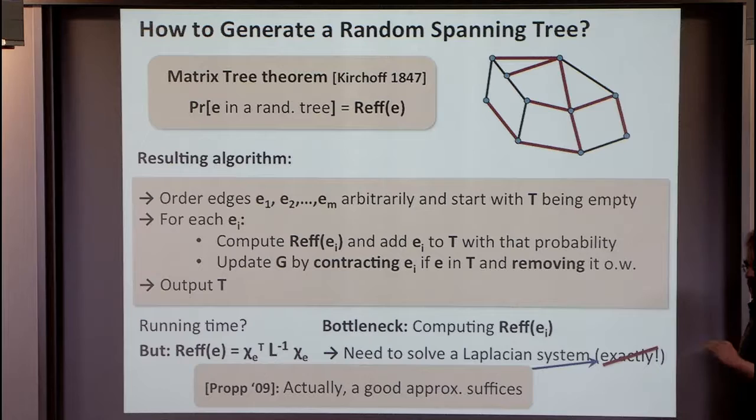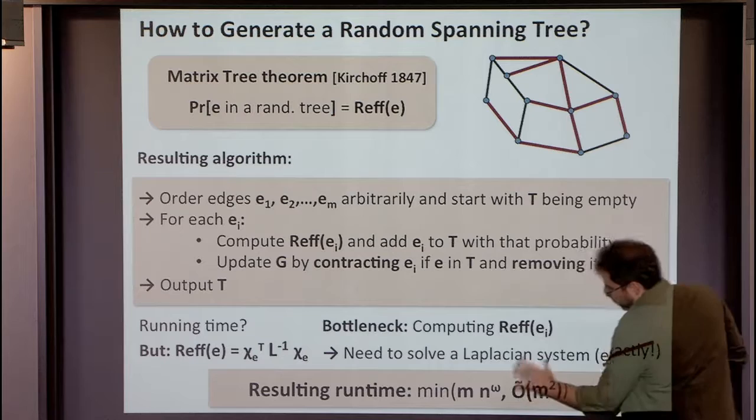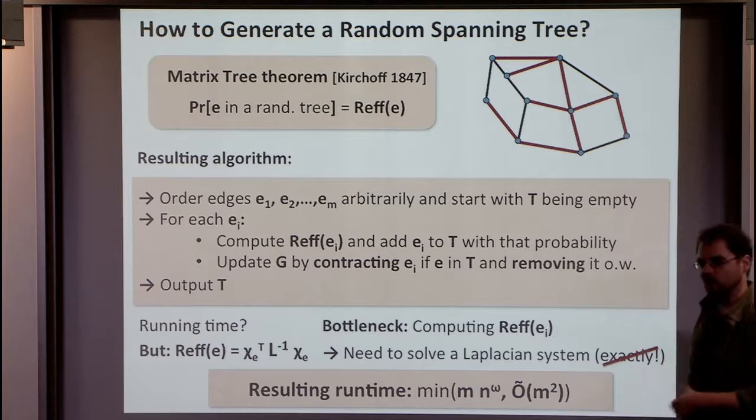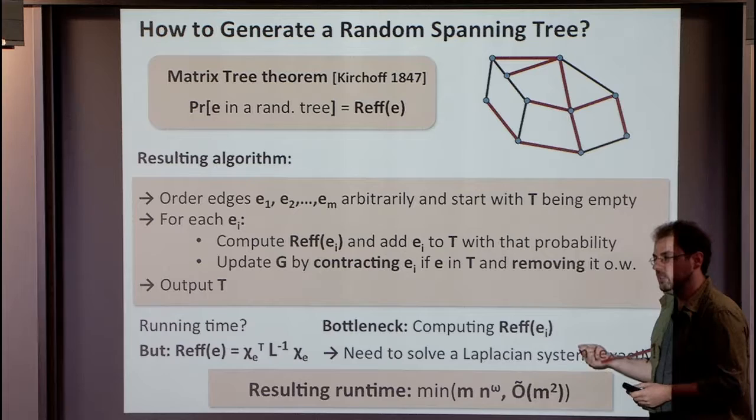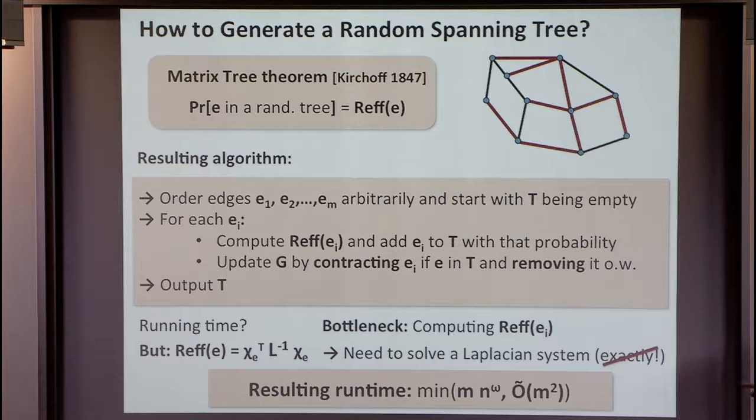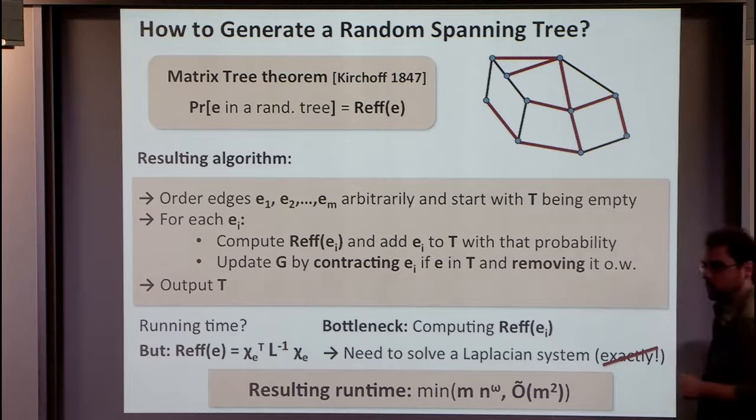But essentially the resulting running time is that we have sort of two options. One of them is to take m iterations and in each iteration use Gaussian elimination to solve our system exactly, or have m iterations and in each iteration use an approximate solver and get the answer. And the reason why I'm keeping this option, n to the omega, here, even though it seems to be much worse, is that actually you can be much smarter.